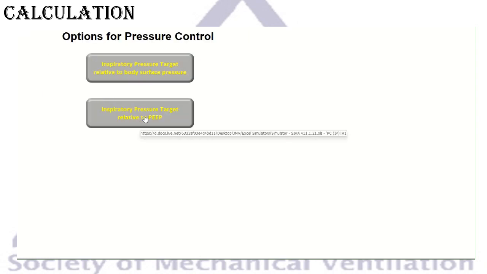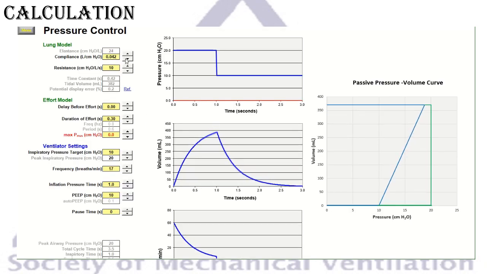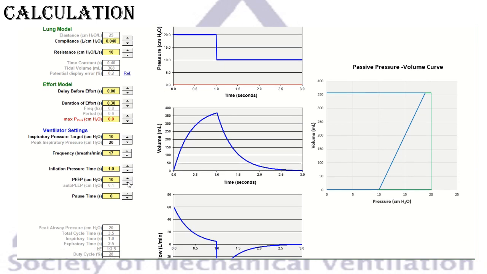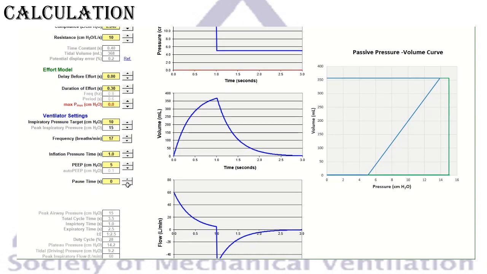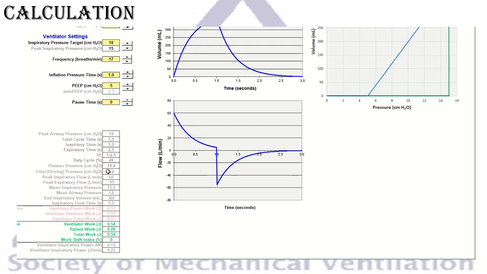Let's go, it will be a little bit different in pressure control. So again, let's do the same thing here. Compliance of 40, resistance of 10, patient is passive here, respiratory rate is 15, inspiratory time 1 second, I'm sorry. Let's keep the PEEP 5 in this example, and again it will give us the same parameters that we measure here.